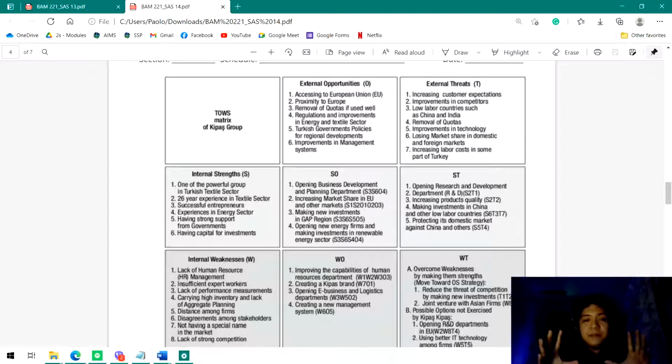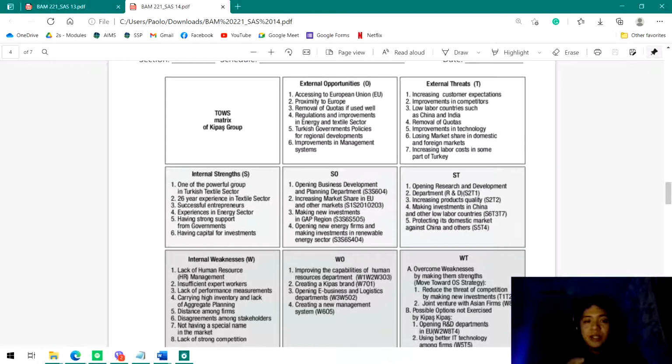So, nagets nyo, no? Parang nag-mix and match lang tayo. We try to come up with ways on how to take advantage of opportunities. We try to come up with ways on how to avoid specific threats by identifying our strengths and by identifying our weaknesses. And that is TOWS matrix. This matrix for me, this matrix is the most effective matrix in coming up with strategies.